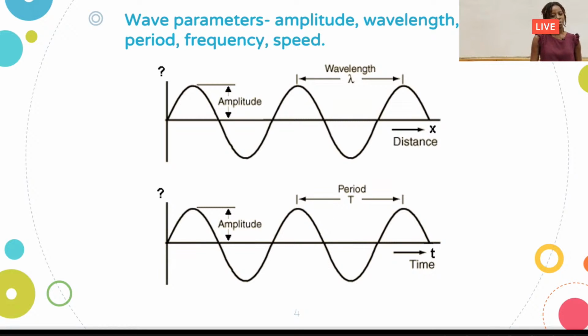Now, speed, when it comes to waves, we use a formula, v = fλ, where f is the frequency and lambda, you can see from your graph, is wavelength. So if you know the wavelength of your wave and you know the frequency of your wave, when you multiply them, you will get the speed of the wave.